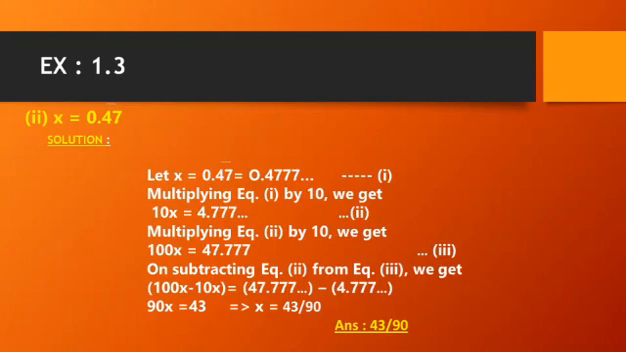While subtracting equation 2 from the third equation, we get 100x minus 10x is equal to 47.777 minus 4.777. While simplifying, we got the result as 90x is equal to 43, where x is equal to 43 by 90. Hence, we conclude that 0.47 bar can be written as 43 by 90.